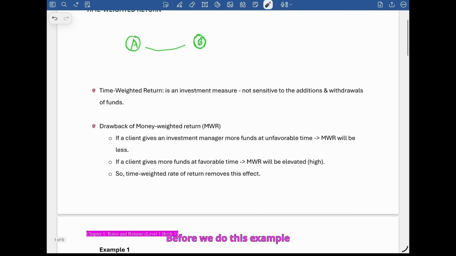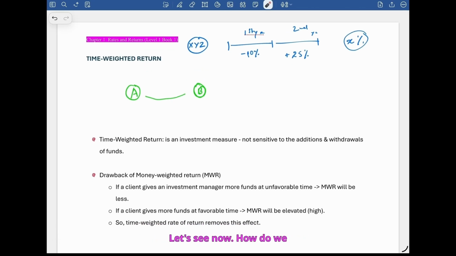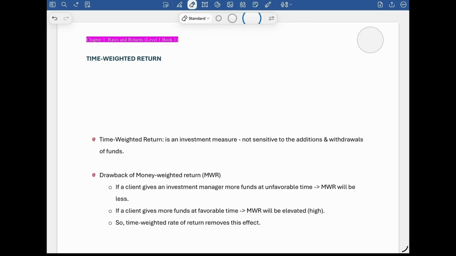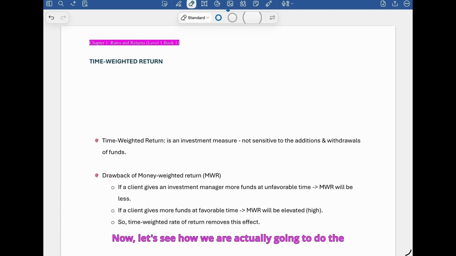So before we do this example, since you have understood the concept, let's see now how we calculate time weighted rate of return. But before we do the actual calculation, please be focused on this part, because if you understand this part, 90% of time weighted return is done, and it is very easy whatever I'm going to teach you. Now let's see how we are actually going to do the calculation of time weighted return conceptually, before we go on to the actual calculation.